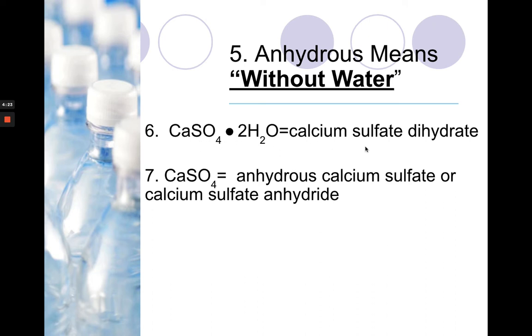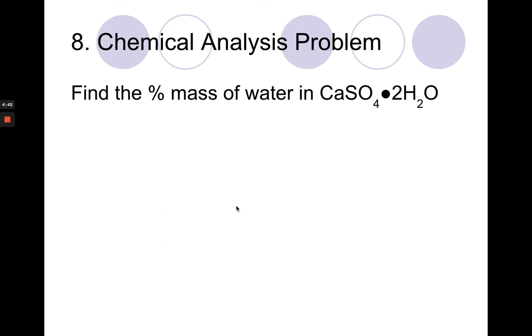CaSO4·2H2O, which is calcium sulfate dihydrate, can be strongly heated, and when it is, these 2 water molecules are driven out, and you're left with CaSO4. It would be known as anhydrous calcium sulfate, because calcium sulfate is usually hydrated, or calcium sulfate anhydride. Okay, you now have a chemical analysis problem.